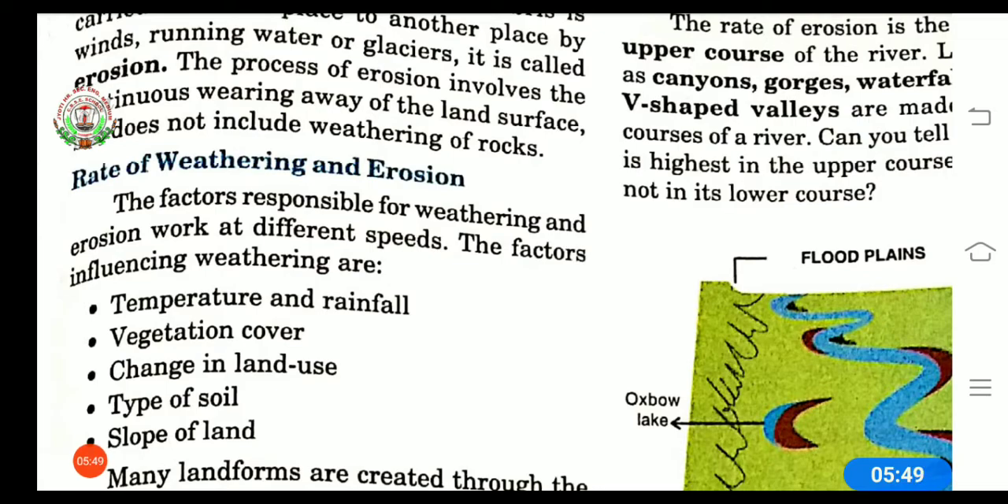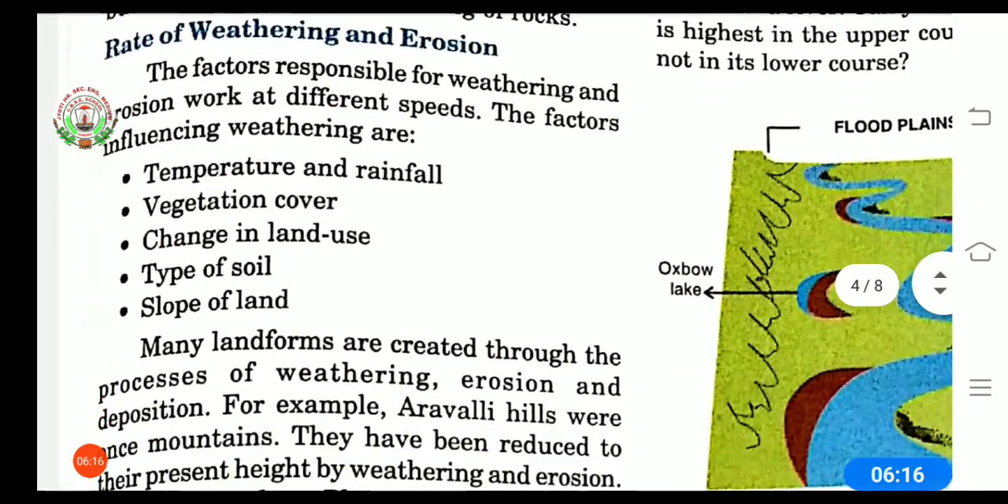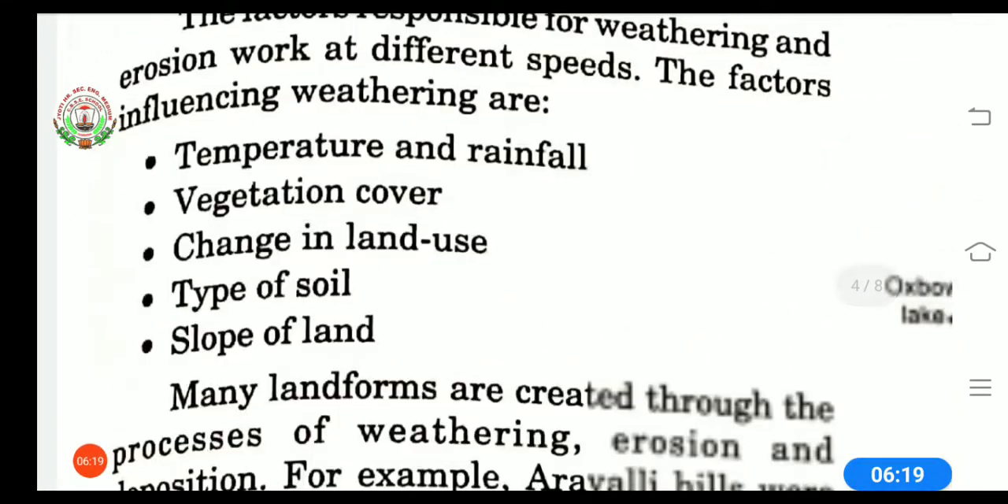The factors influencing weathering are five. First is temperature and rainfall. Next, vegetation cover. Third, change in land use. Fourth, type of soil. Fifth, slope of land. So how can all these factors influence weathering? See, for the first point we will discuss temperature and rainfall. As the temperature gets high, what will happen? Yes, the soil will be easily eroded.